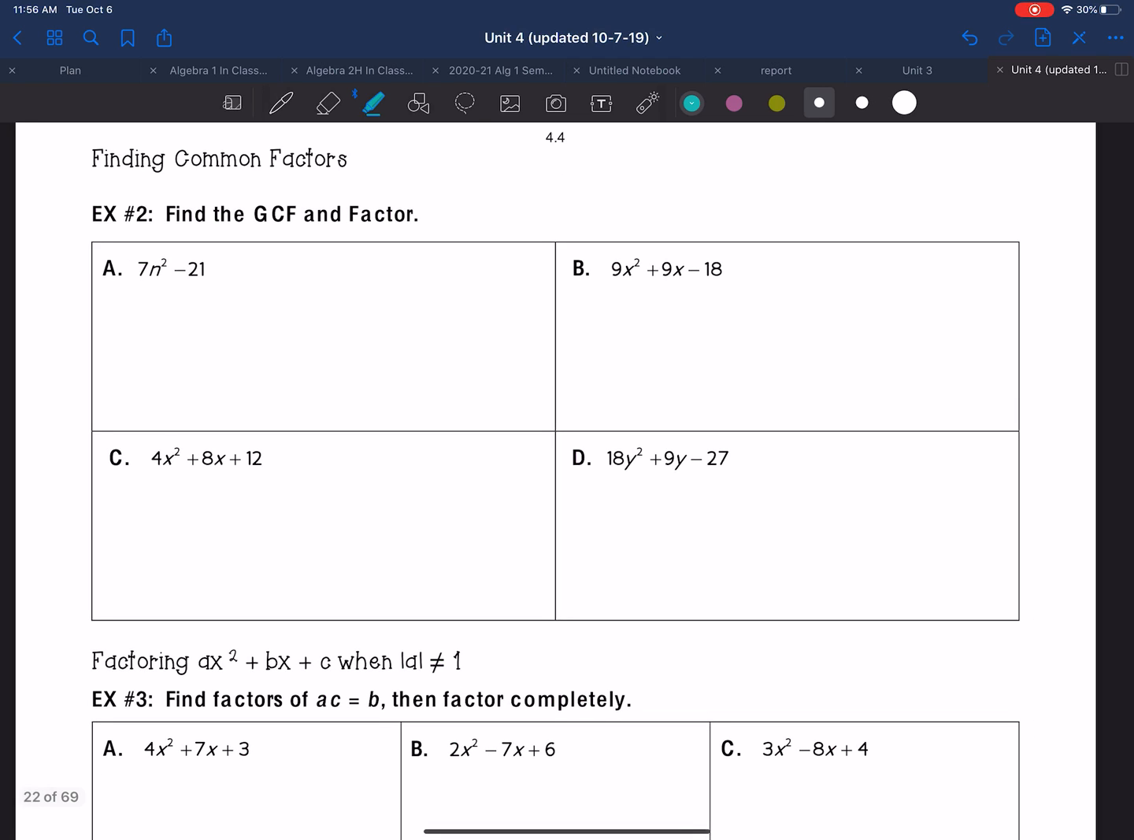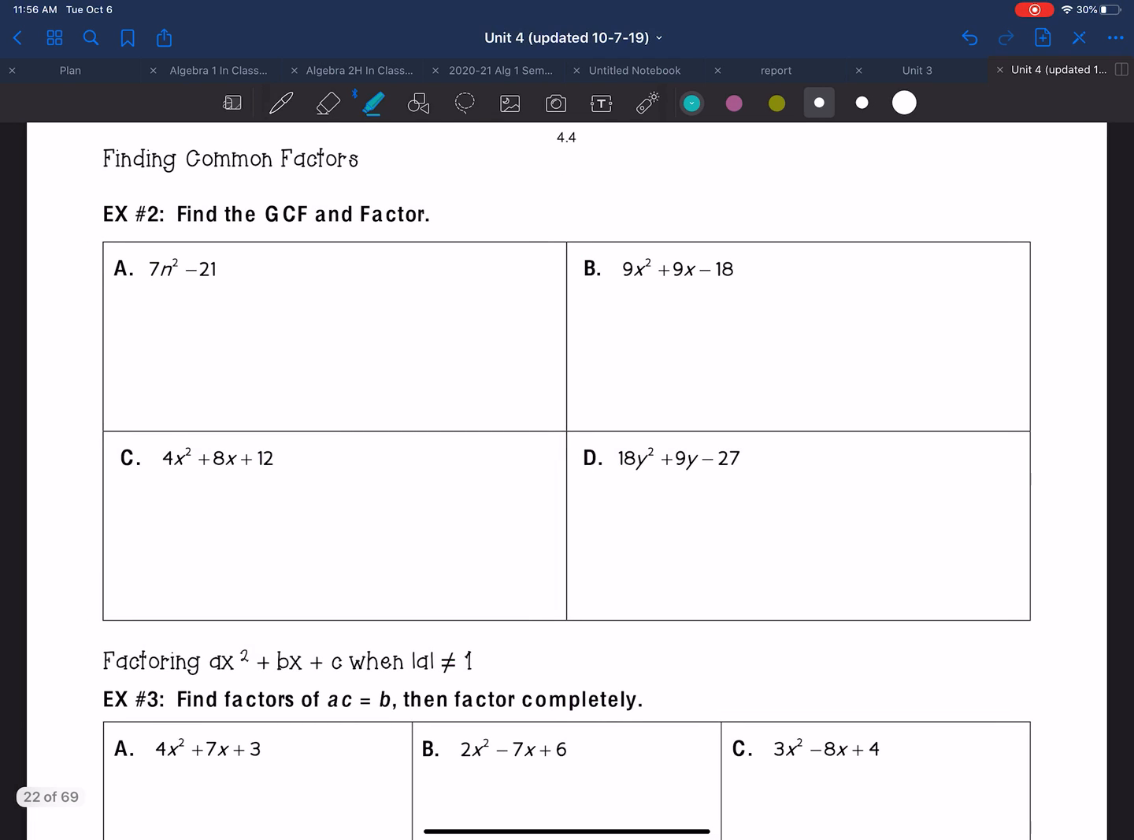So next page, finding common factors. We're going to find the GCF of all of these, and then we're going to factor first, okay? So this adds an additional step. If we have a number that is not 1 on the outside, the first thing you're going to check and see is, can I factor out a GCF? Okay, so can I pull out a GCF? And if I can, that's going to make my life a little bit easier.